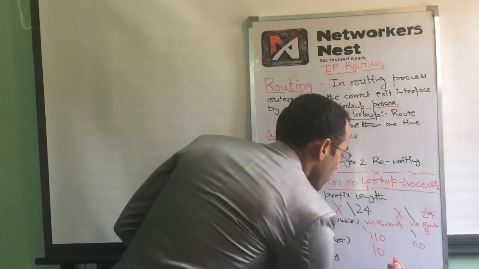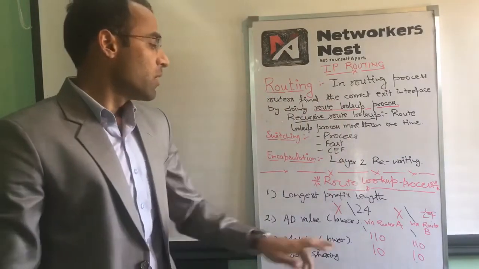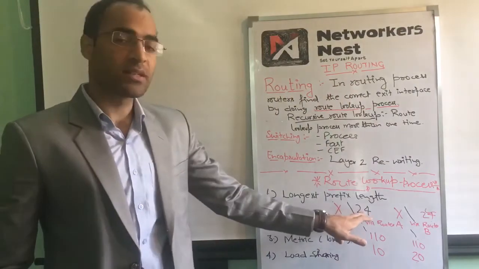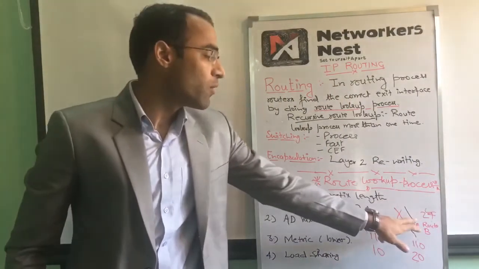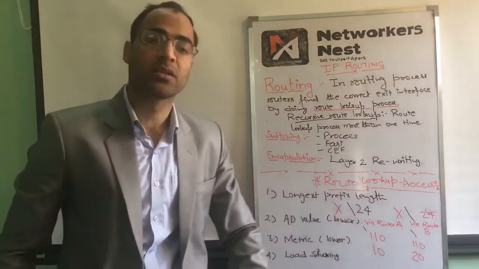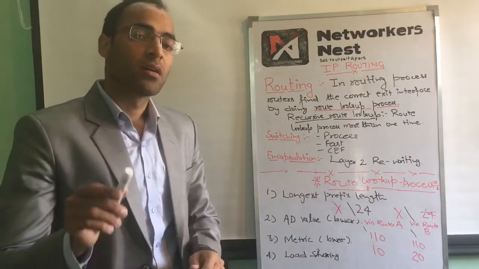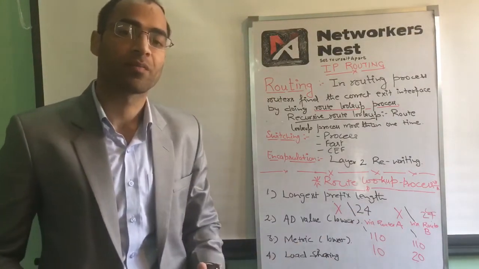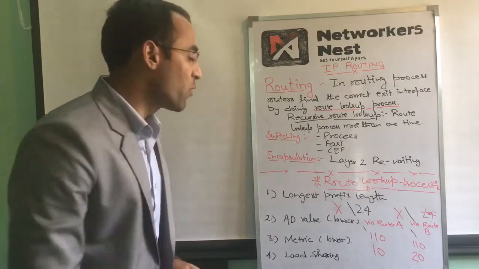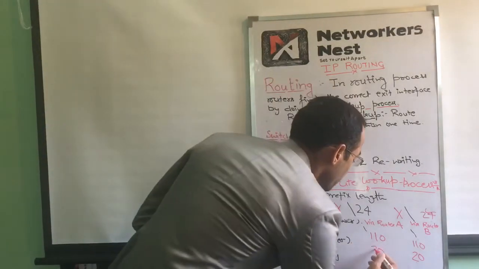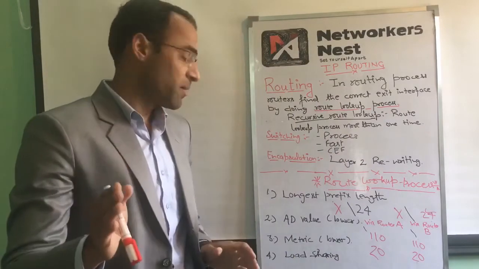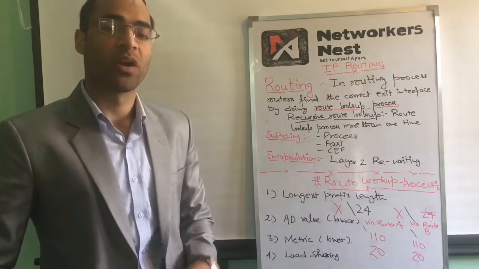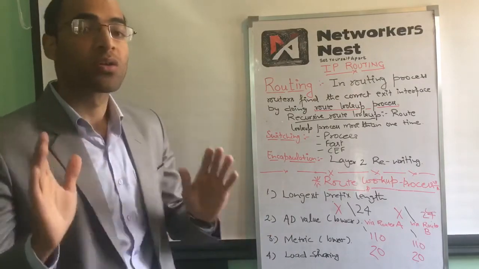It will check which route has the lower metric value. Now consider the metric value of router A's route is 10 and for router B the metric value is 20. Then it will consider the interface which is connected to router A because this has the lower metric value. Now consider one more case where the prefix length is the same, AD value is the same, and the metric value is also the same. What will it do? It will start load sharing.